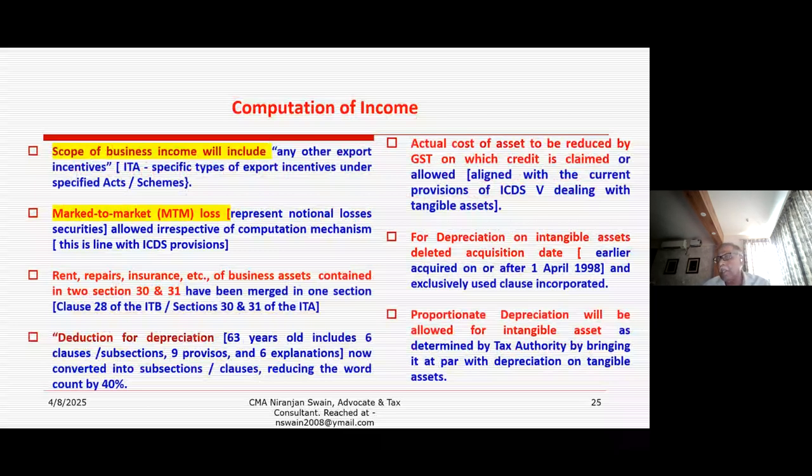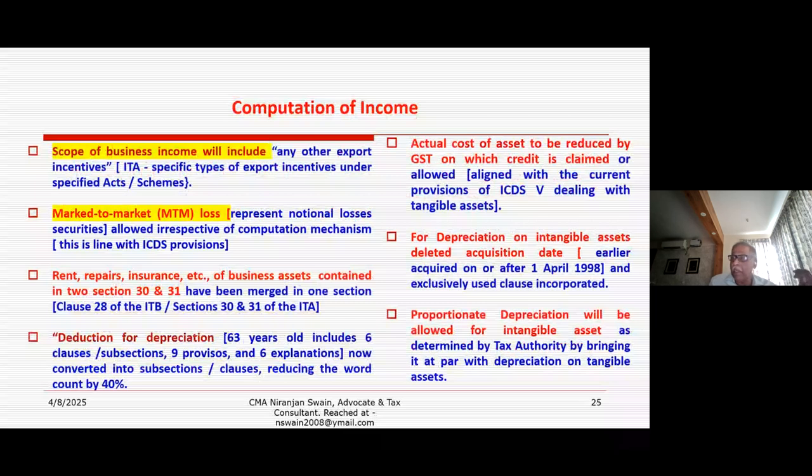Section 28 has a number of items: income from business, income from profession, and a lot of others. One of the very important points is that any export incentive you get is nothing but business income. But that should be under the Customs Act and trade policy. Now it talks about any other export incentive. The different provisions of the Act, the Customs Act and the trade policy, sometimes allow certain benefits. If you are receiving those benefits, you can show them as income in the computation of business income.